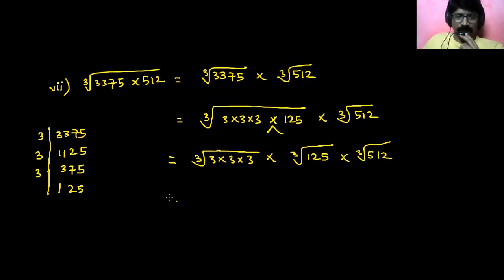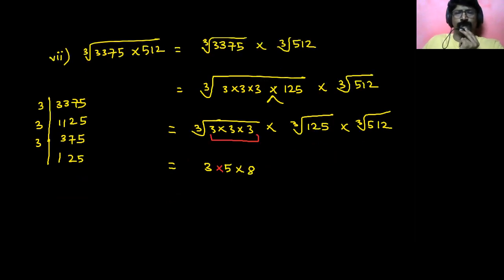And the final answer will become, what is the cube root of 3 into 3 into 3? That's basically 27. So the cube root of 27 will become 3. Or else it's a group of threes, and they are 3. So 3. What's the cube root of 125? It will be just 5. What is the cube root of 512? That's 8. So 8 5s are 40, 40 into 3 is 120. Yeah, correct.